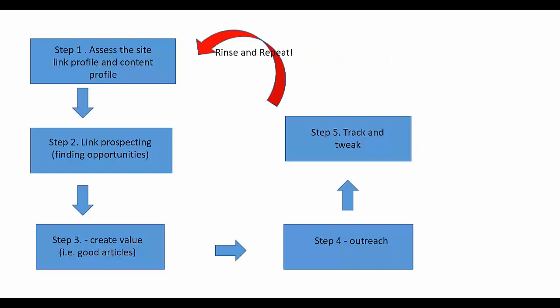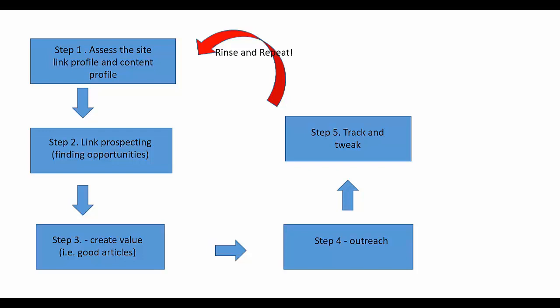So here's how it should work. Step one is obviously assessing the site's link profile and content profile, just as you would for any site before any campaign. The next step is to link prospect, so finding opportunities which are relevant to the particular subject you're talking about or the industry or niche that you're in. Step 3 is creating value. For example, you can do that with good articles, even infographics, white papers, and whatever it is that works for your industry.